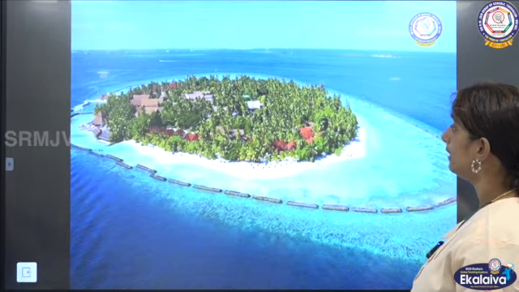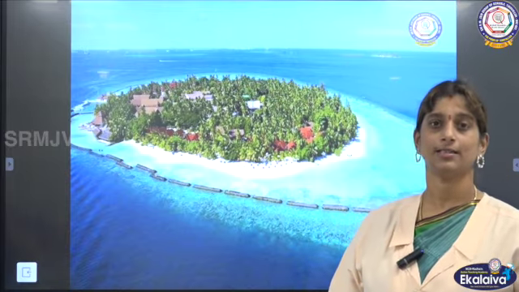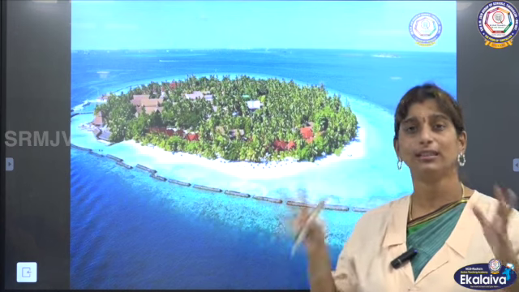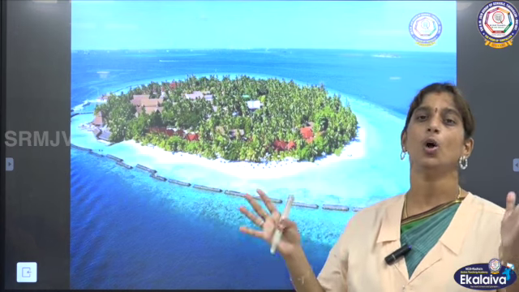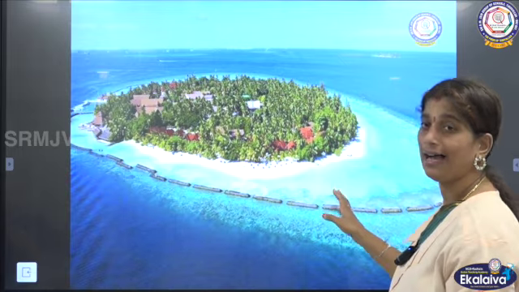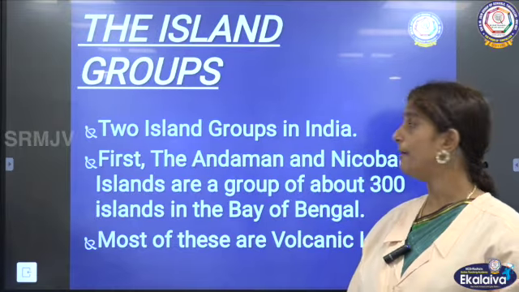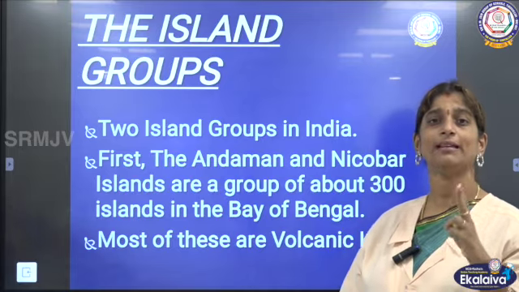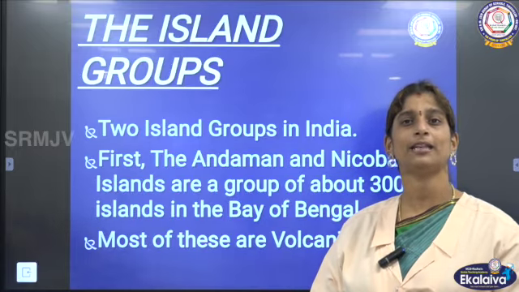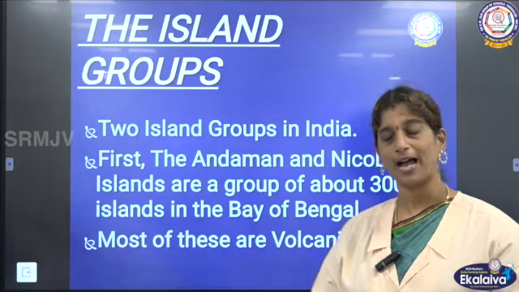Now, what is this? This is an island. An island is a place which is covered by water on all sides. On all four sides, water covers a land, and that is what we call an island. So we are going to see about the island groups of our country. There are two main island groups in India. One we know as Andaman and Nicobar Islands, and the other one we call Lakshadweep Islands.